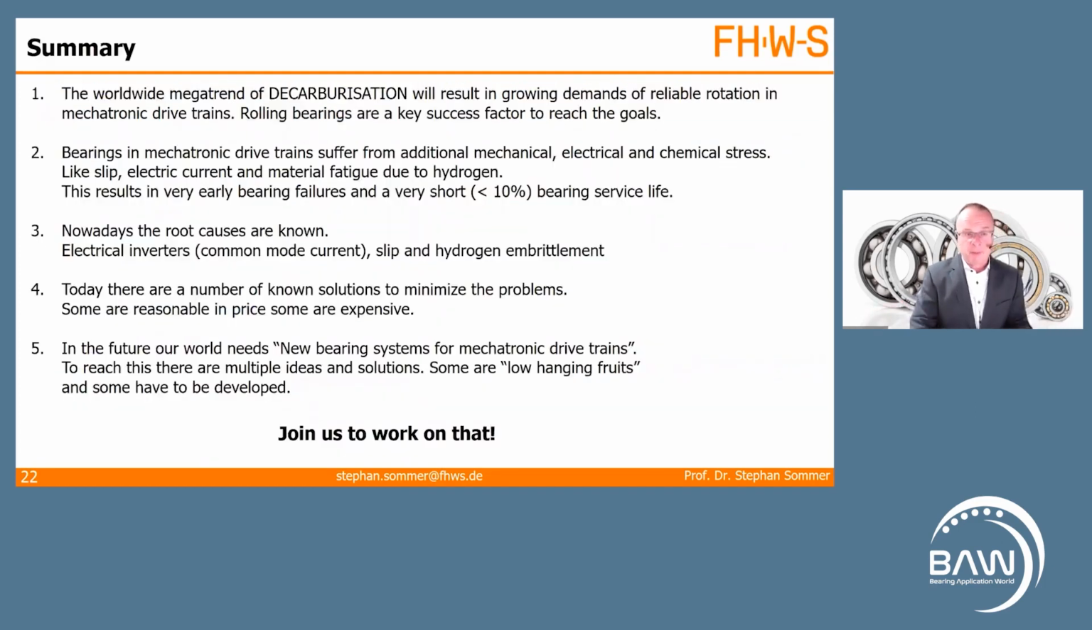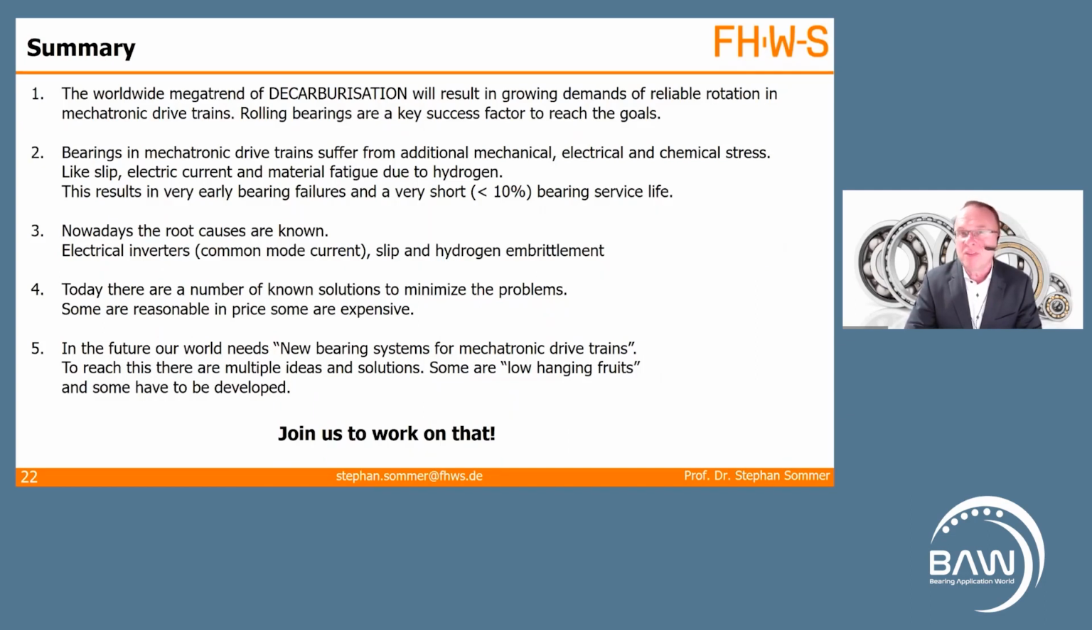Last but not least, my summary. A worldwide megatrend of decarbonization will result in growing demands of reliable rotation in mechatronic drivetrains. Rolling bearings are a key success factor to reach the goals. Bearings in mechatronic drivetrains suffer from additional mechanical, electrical, and chemical stress, like slip, electric current, and material fatigue due to hydrogen. This results in very early bearing failures and a very short bearing service life.